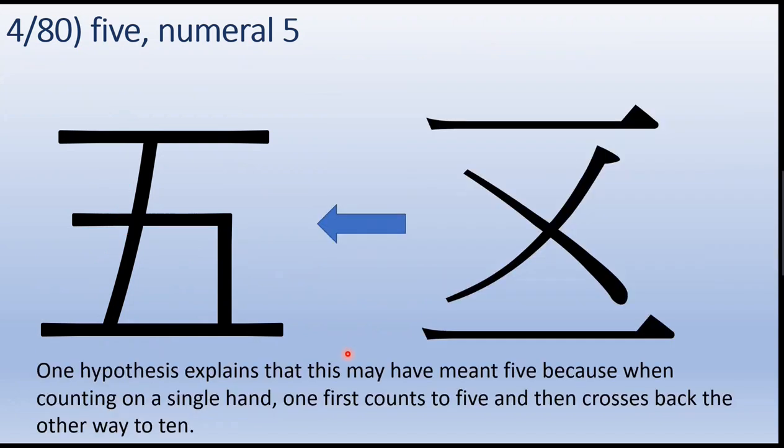So this is one interesting thing, how this kanji was evolved. So this is the original symbol of this kanji in ancient times. So one hypothesis explains that this may have meant 5 because when counting on a single hand, one first counts to 5 and then crosses back the other way to 10. So in this way, these 2 lines are these 2 lines. This line is this, and this portion is this one. So this is how this kanji was developed.